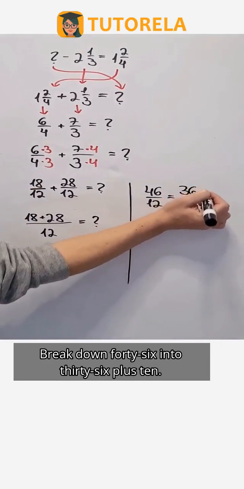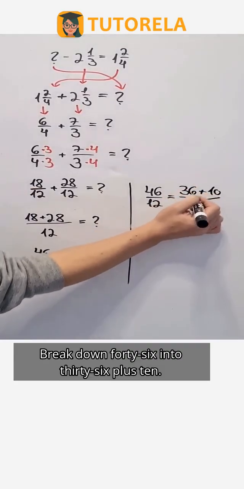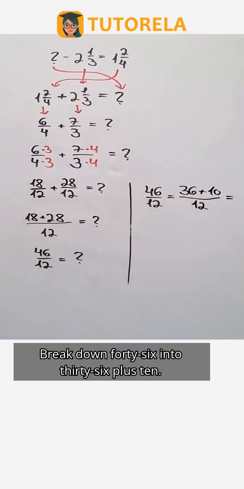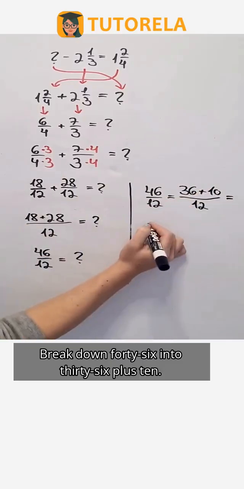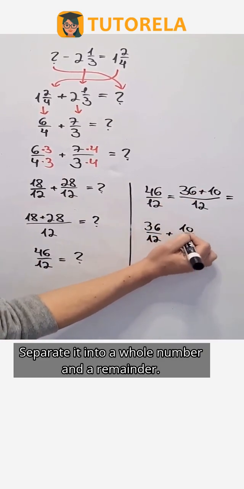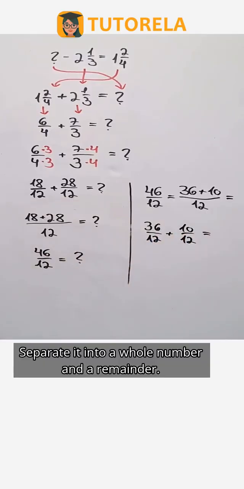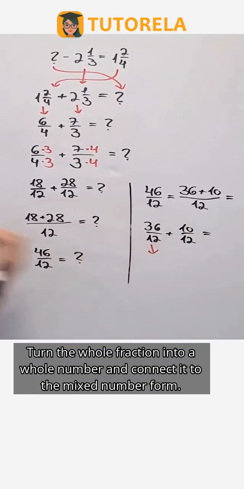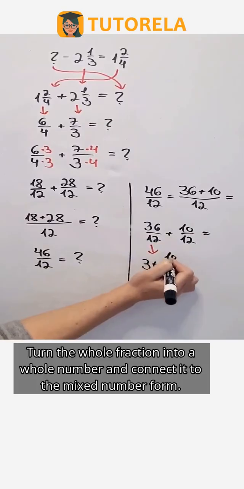Break down 46 into 36 plus 10. Separate it into a whole number and a remainder. Turn the whole fraction into a whole number and connect it to the mixed number form.